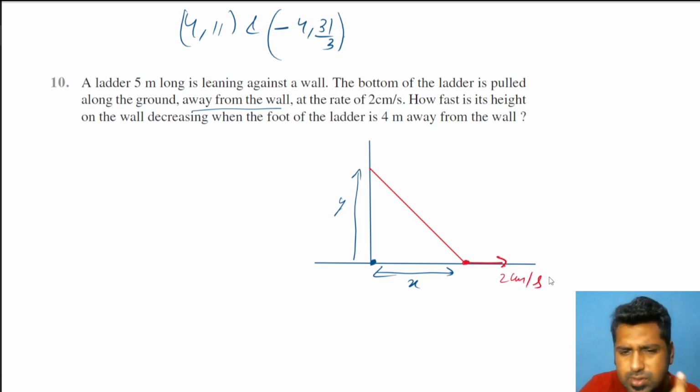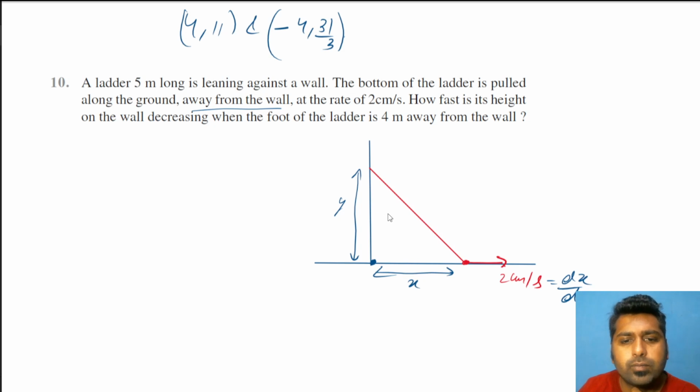Now think, what is this 2 centimeter per second? If the distance of the bottom of the ladder from the wall is x, then centimeter per second has to be dx by dt. And by default the height, which I've taken as y, will decrease. If the bottom moves forward, the top will also come down.